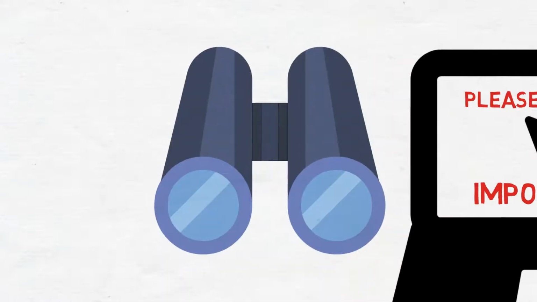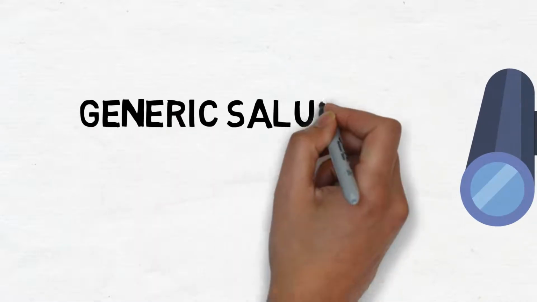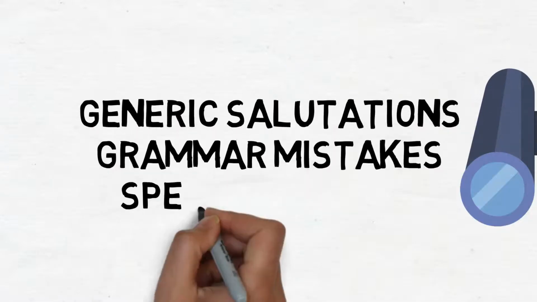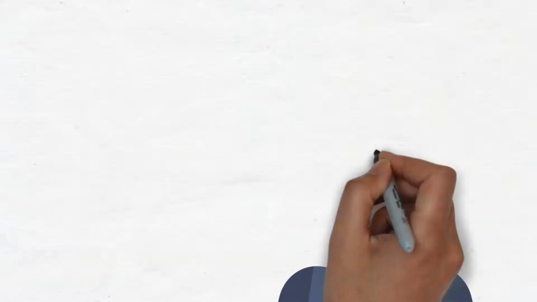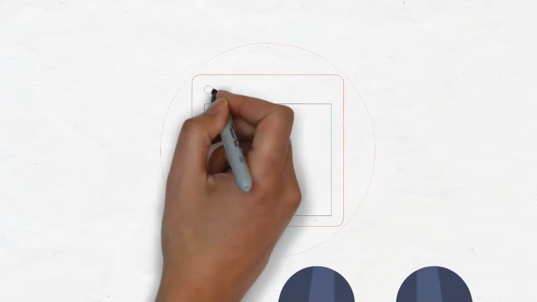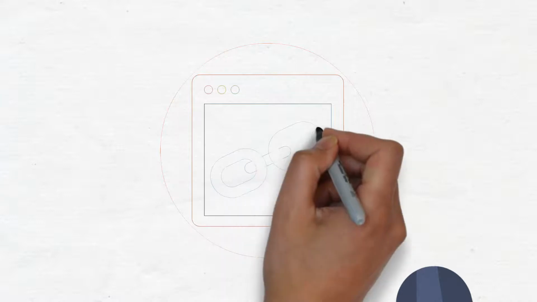It is important to look out for things like generic salutations, grammar mistakes, and spelling errors. As well, inspect the link without clicking it to see if it redirects to an unknown website.